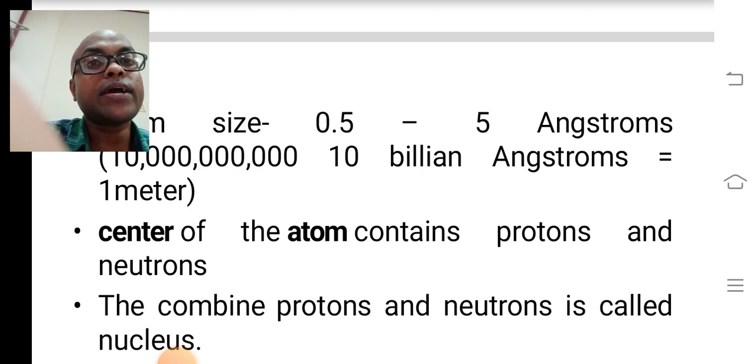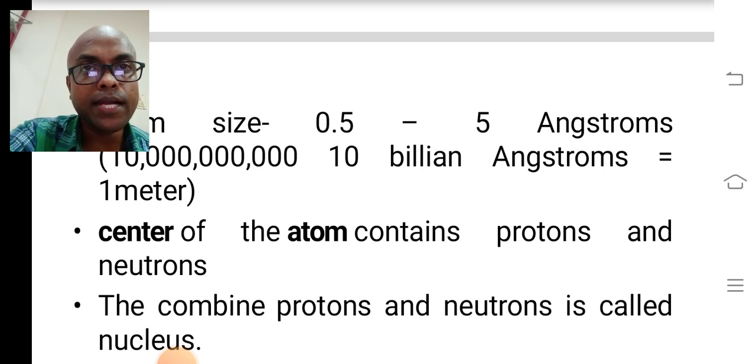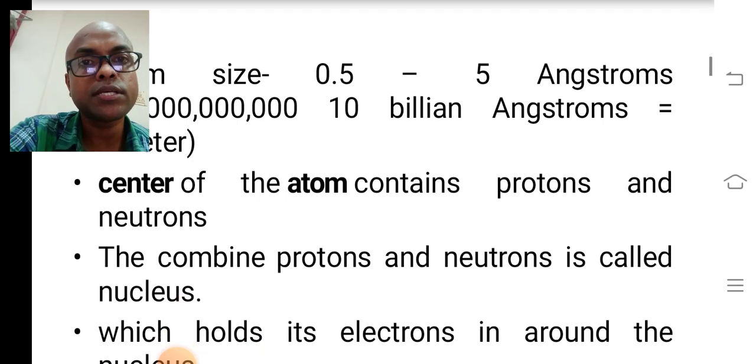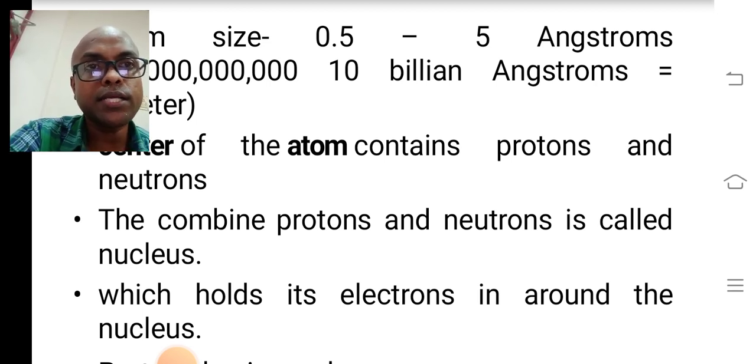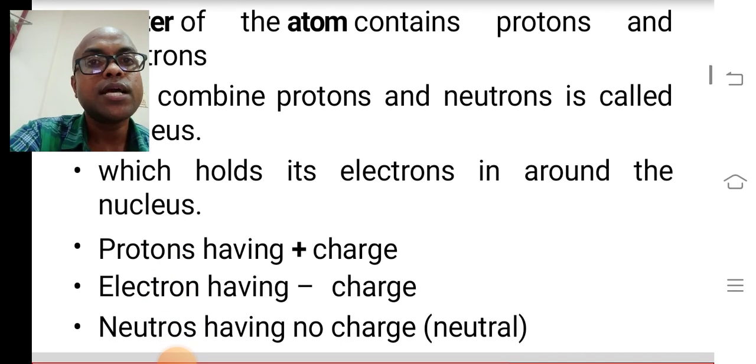The center of the atom contains protons and neutrons. The combined protons and neutrons are called the nucleus. The electrons surround the nucleus. The proton has a positive charge, the electron has a negative charge, and the neutron has no charge, it is neutral.